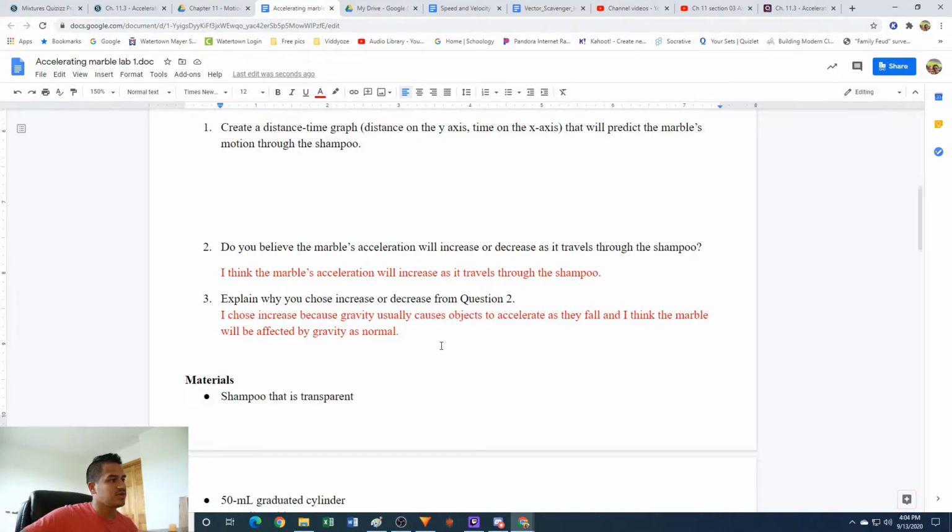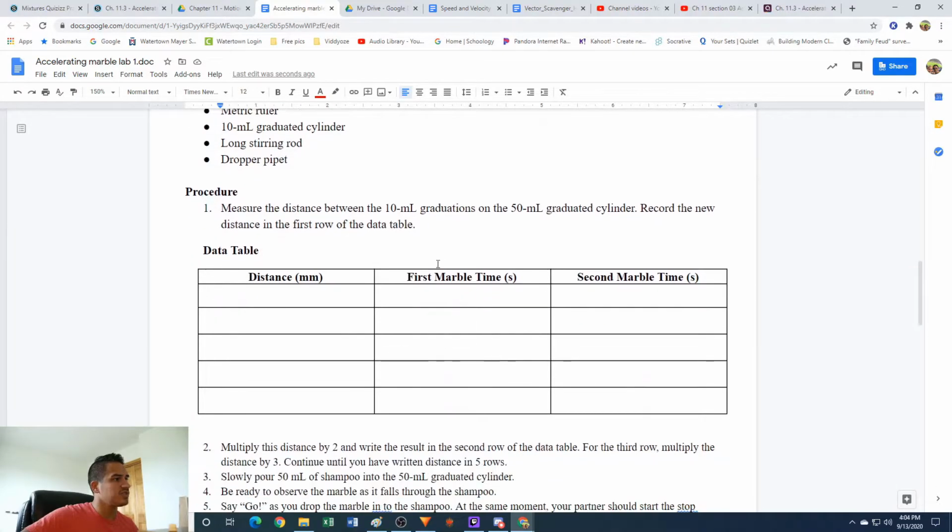Okay, so that being said, we're going to move into the actual lab portion of it now. And as we do that, there are going to be some numbers here on this data table that you are going to fill out. So as you watch, make sure that you write in any numbers that are given to you, and I'll see you at the end for the post-lab questions.